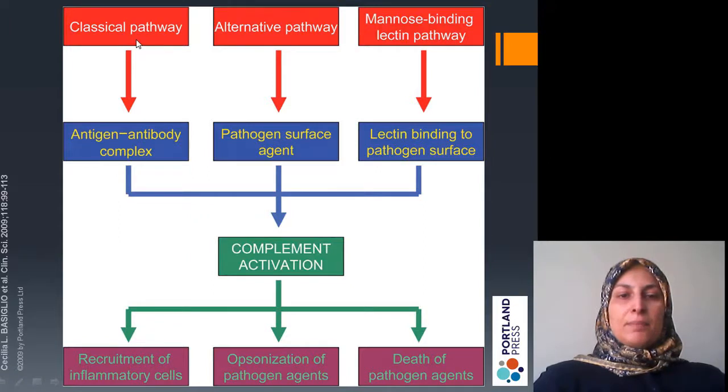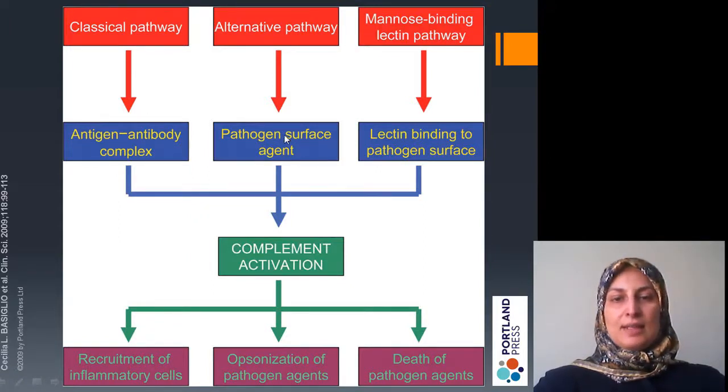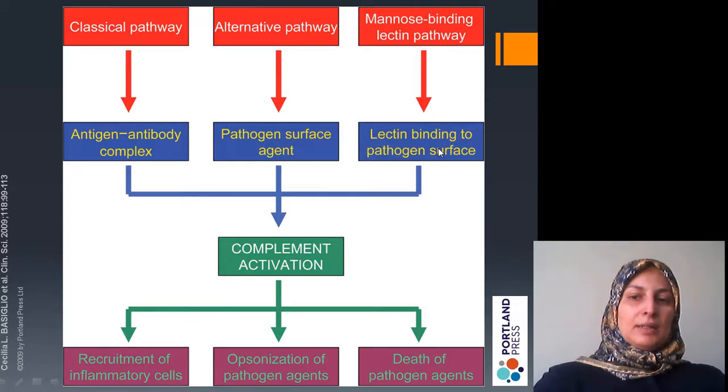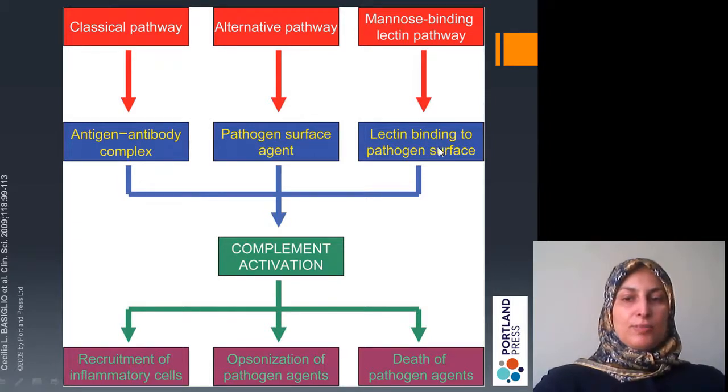In the classical pathway, we need an antigen-antibody complex. Here, we just need the pathogen surface antigen, and that's it. And in the mannose binding lectin pathway, we need a lectin binding to the pathogen surface. A lectin is a protein that can recognize and bind to pathogen surfaces. So in either case, different mechanisms are used to activate the complement system.